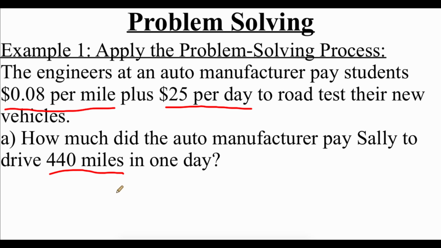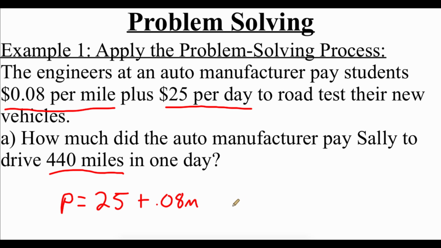Now, as far as step 2, developing a model of the problem, I don't think a visual model is really appropriate here. Drawing a picture of a car isn't going to be very helpful, so I'm going to jump to an algebraic model. So I'm going to start writing out an equation. I'm going to call this equation P for their pay, and we know they get $25 for sure, but they also get 8 cents per mile. So I'm going to go 0.08 per mile M. So we're going to use that mathematical model to help us figure this out.